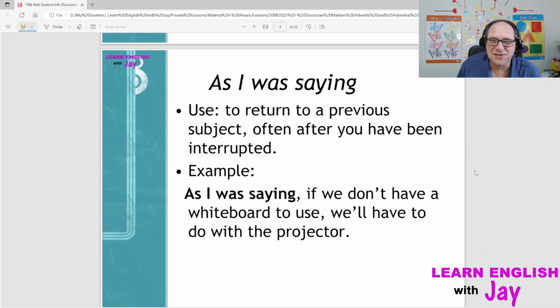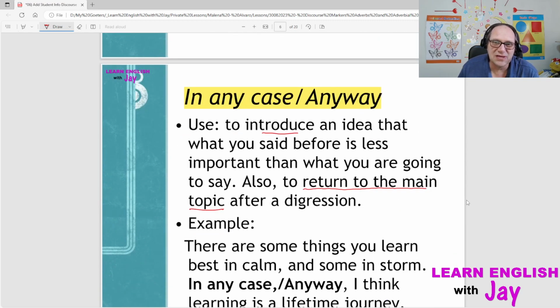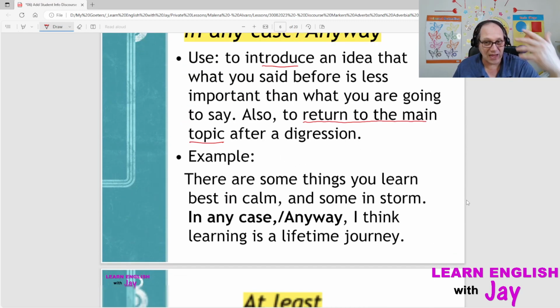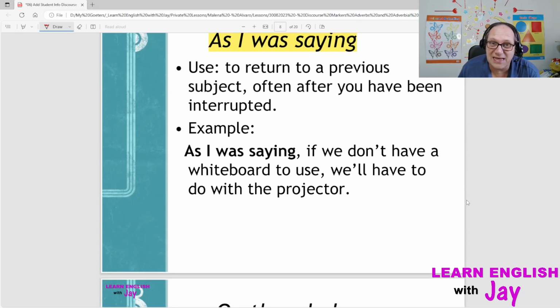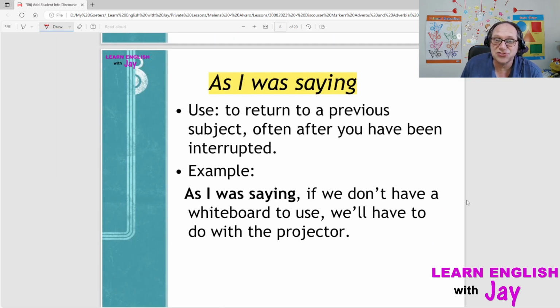All right, next one you can use is as I was saying. All right, also a very good one. Now, again, it is very, very similar to in any case or anyway. As I was saying, it's used to return to the previous subject, often after you've been interrupted.